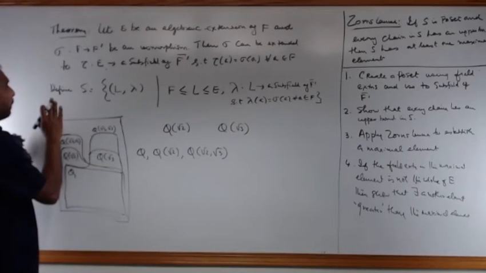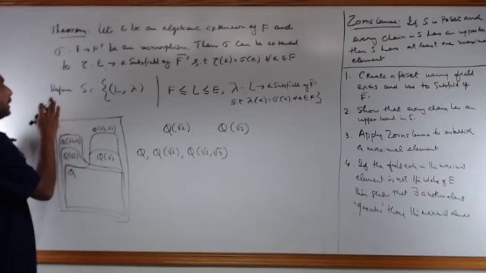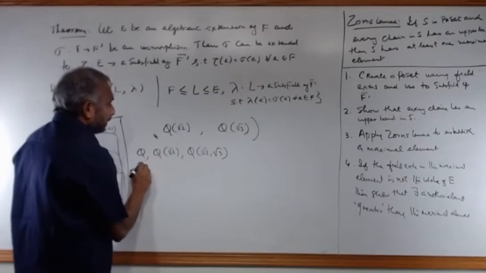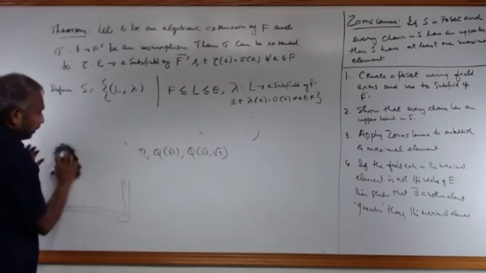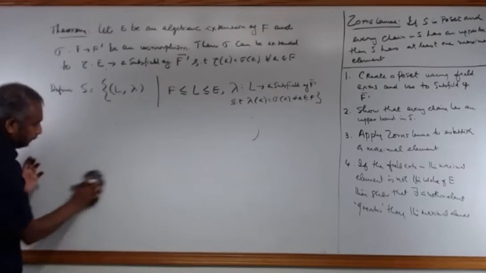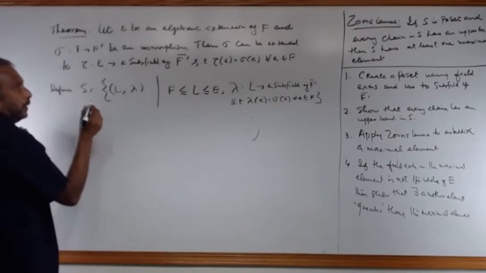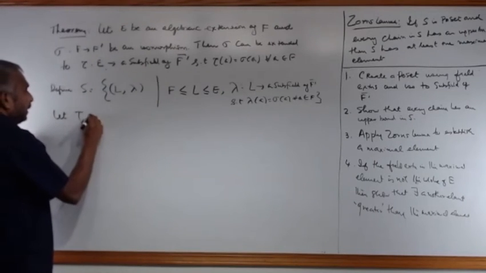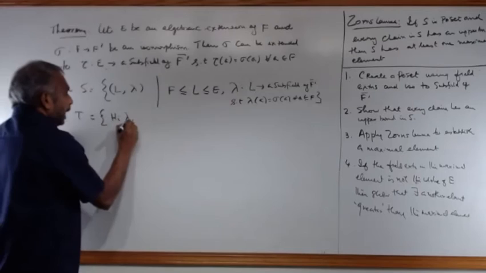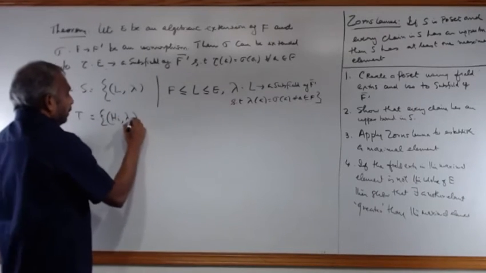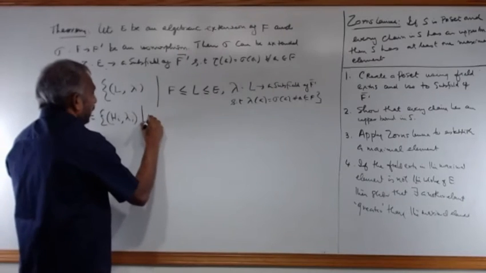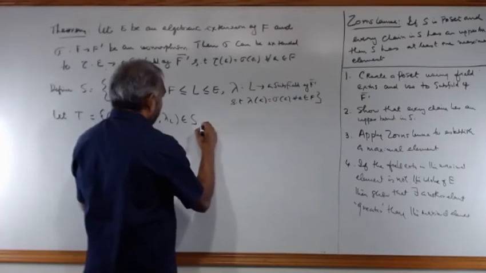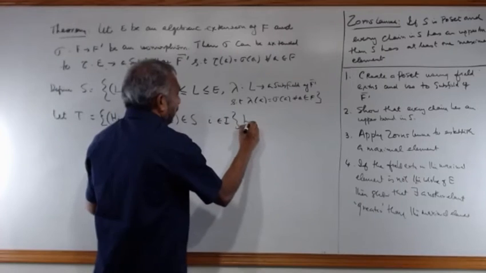So we are going to create a chain. Chain means not like this. This is not a chain, but this is a chain. So we are going to take a chain, let T be equal to {(H_i, lambda_i) : (H_i, lambda_i) belongs to S, for i in some index set}, be a chain.